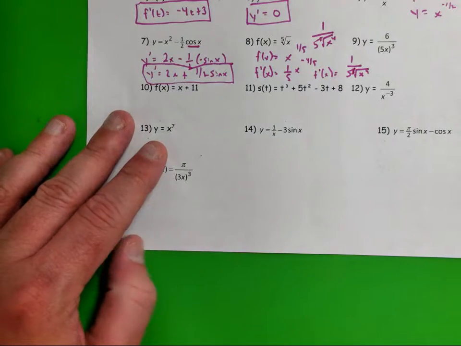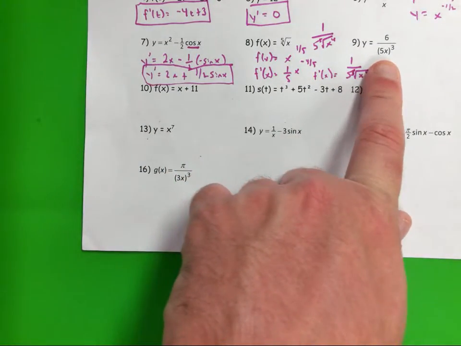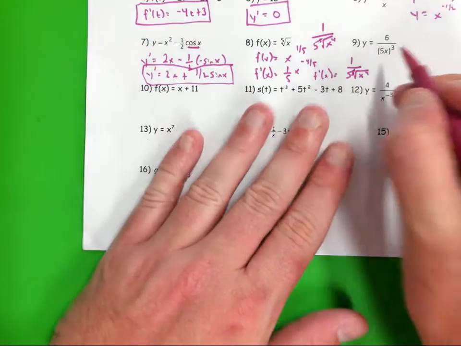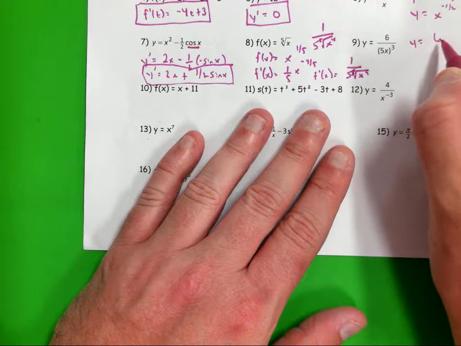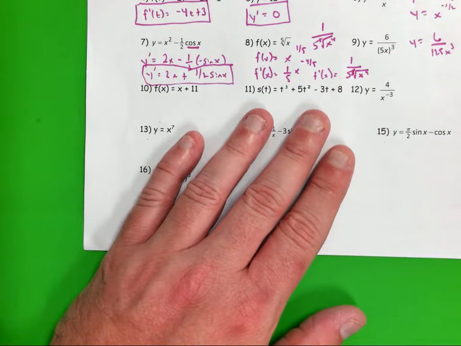Okay. Number 9, I do have a variable in the denominator, so I need to rewrite that, okay? Now, hold on. We need to, first of all, cube everything. So 5 cubed is 125, x cubed. Now I need to rewrite it.